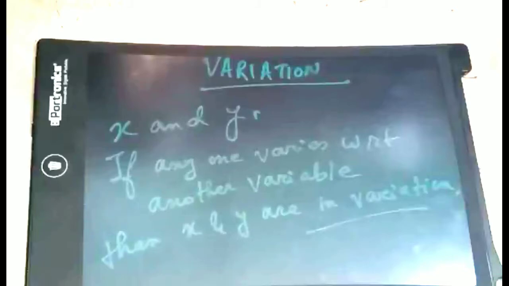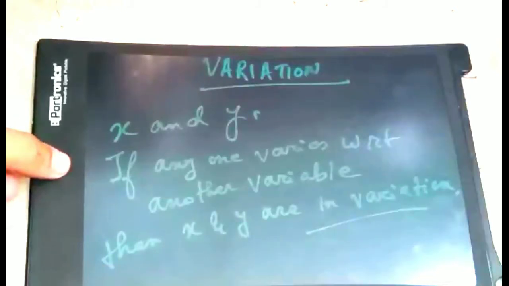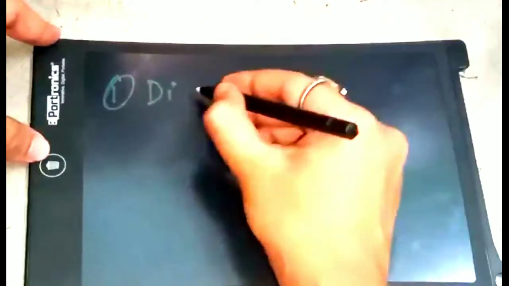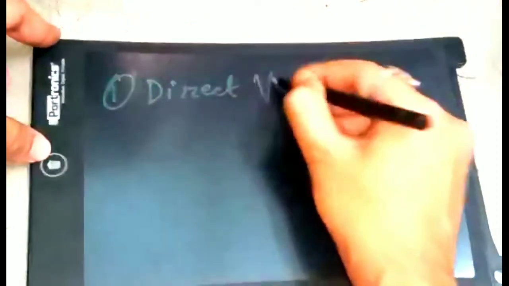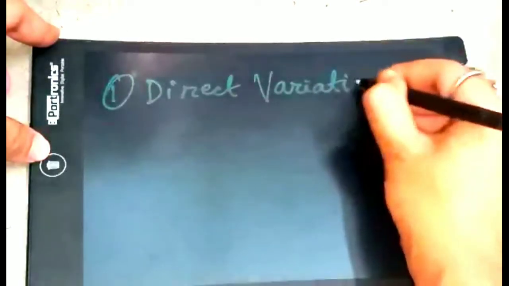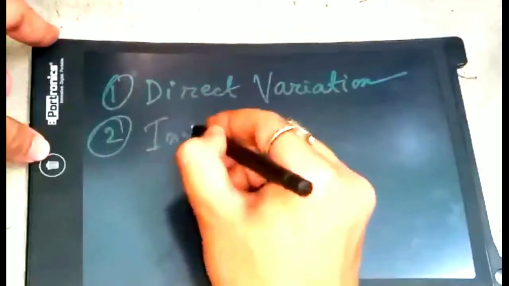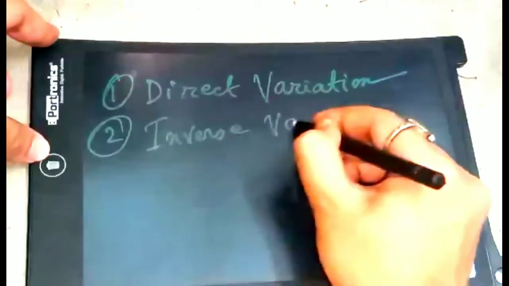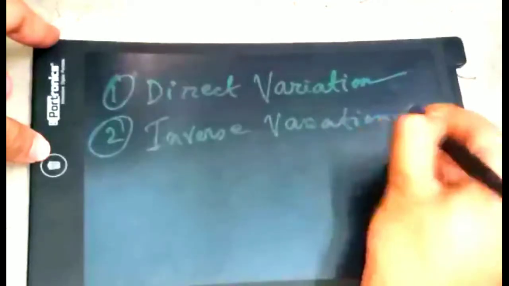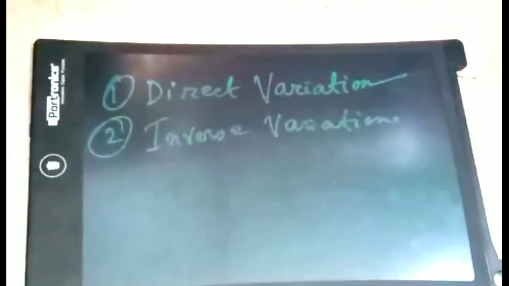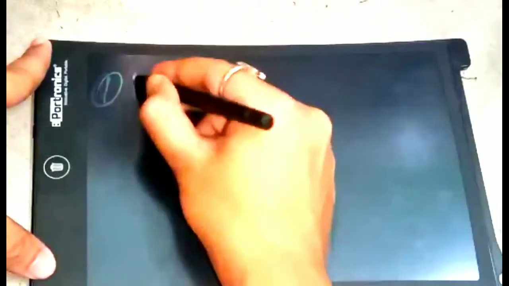Okay. Now, there are mainly two types of variation. Variation is mainly of two types. First one is called direct variation. Second one is called inverse variation. Now, we shall discuss both these variations in detail. First, let us come to direct variation. Let me use a short form, direct variation as DV.